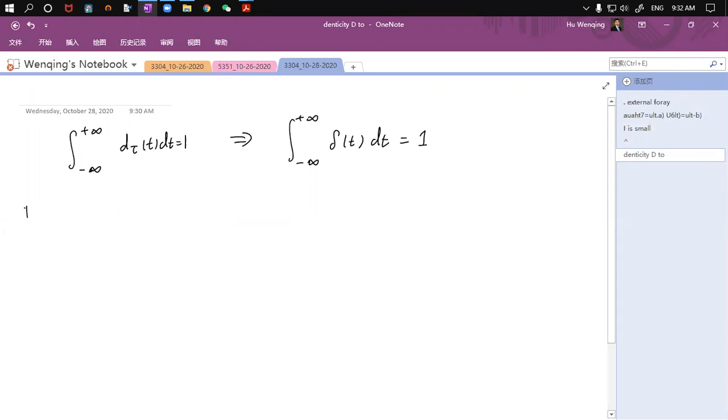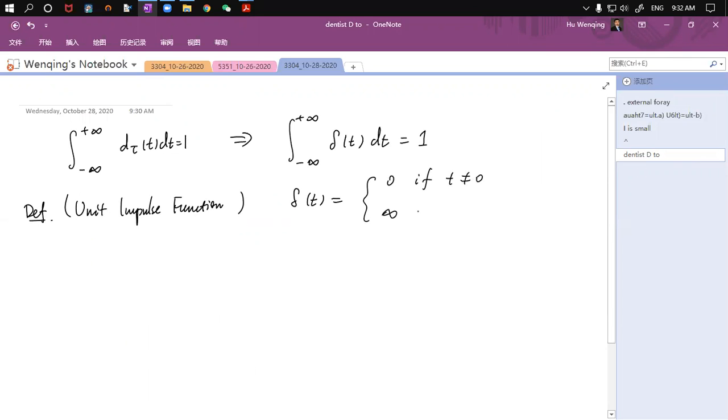Okay, so let's say definition. What is a unit impulse function? The unit impulse function is going to be defined as delta of t equal to 0 if t is not equal to 0, and infinity if t is equal to 0. But there is another condition saying that the integral of delta t dt on the whole interval has to be equal to 1. This is going to be very important. Is that good, family? Okay.